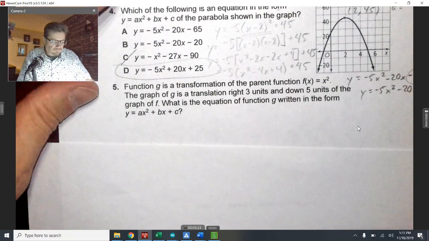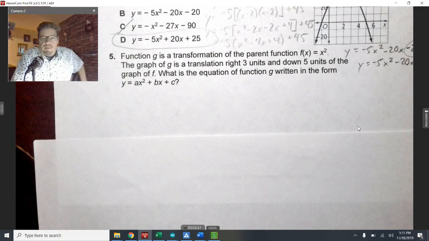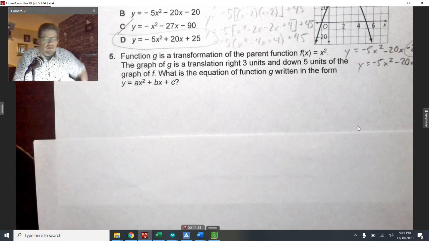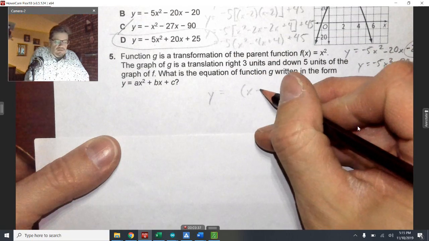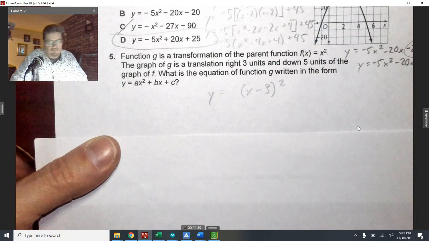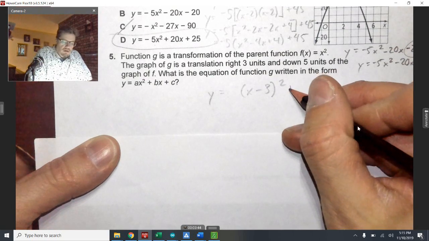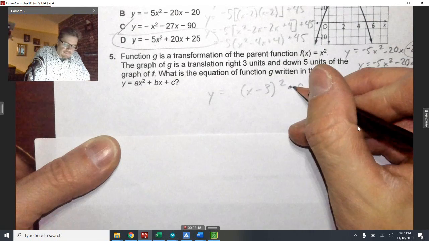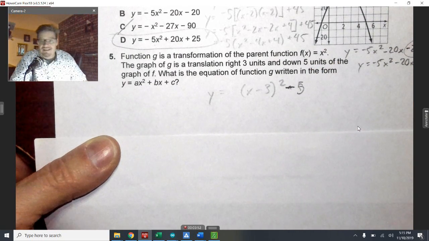All right, so this last one, function g is a transformation of the parent function f of x equals x squared. The graph of g is a translation right 3 units. Okay. Right 3 units. Okay, it's got to go down 5. Oh, I put plus. Oh, no eraser. Down 5. And it looks like that's it.